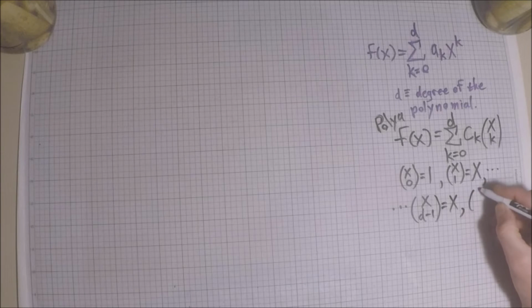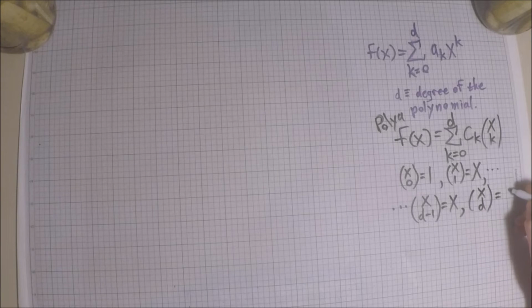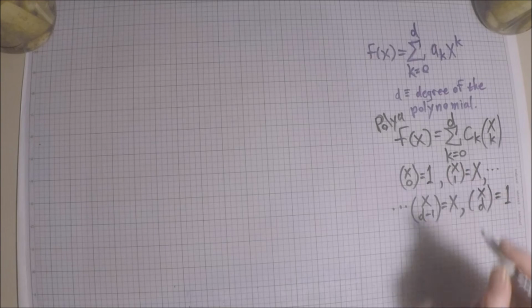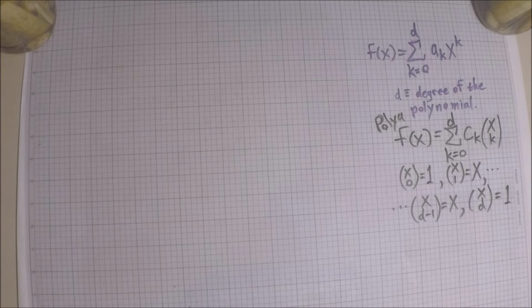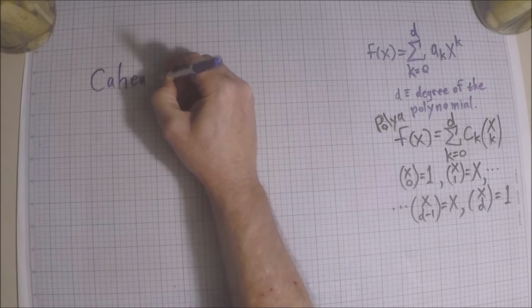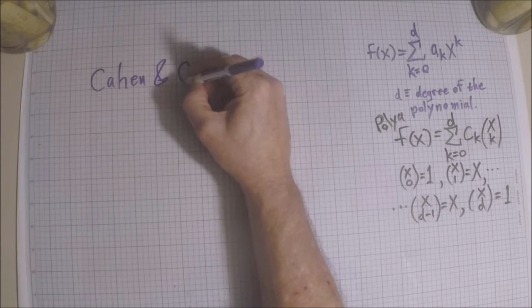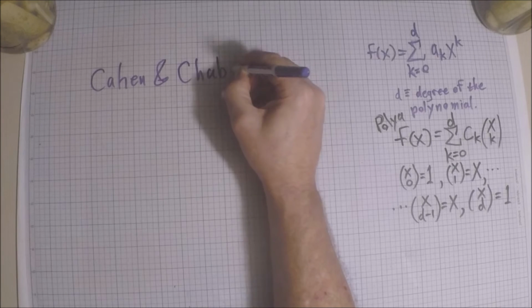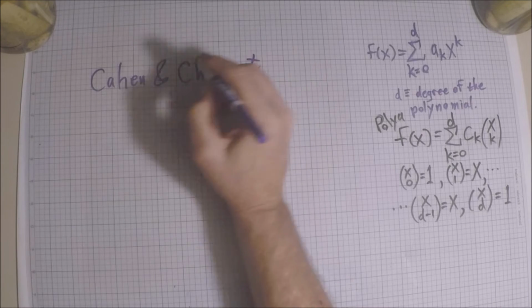1, 1, 1, 2, 1, 1, 3, 3, 1, 1, 4, 6, 4, 1, etc. So that no matter what the degree, x choose 0 is always 1, x choose 1 is always x. Then there's the middle guts, and by the time we get to the end, we have x choose d minus 1 is x again, and x choose d is 1 again, so the symmetry there.